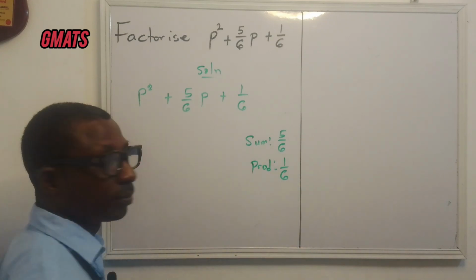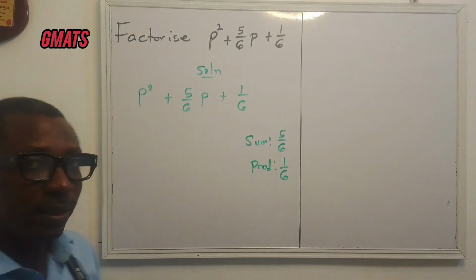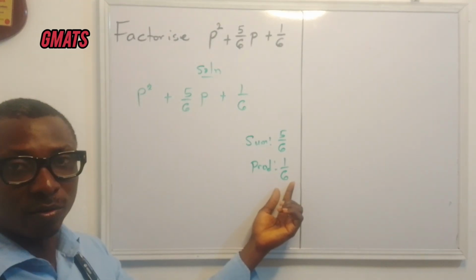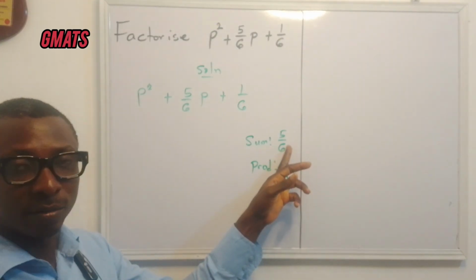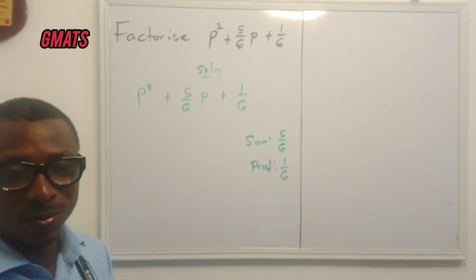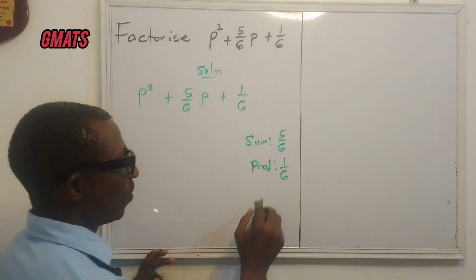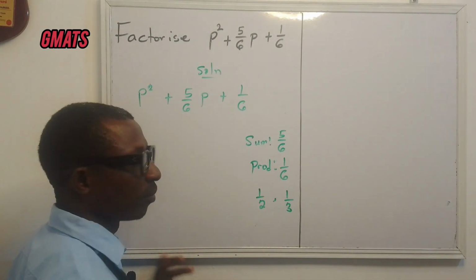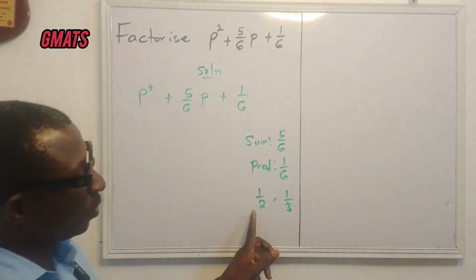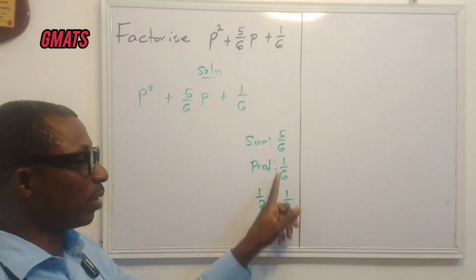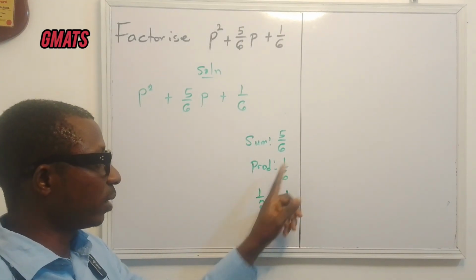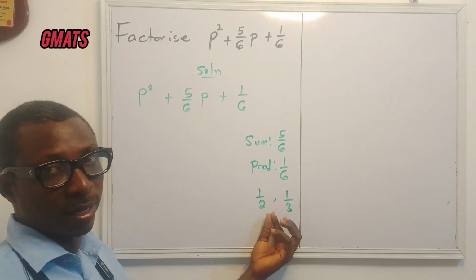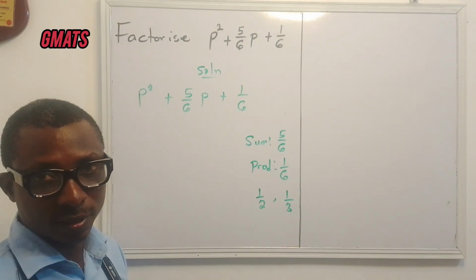1 over 6. Okay, so now the next thing is to look for two numbers such that when you multiply together you have 1 over 6, and when you add together you have 5 over 6. What are the two numbers? We have 1 over 2 and 1 over 3. Look at these two numbers. When you multiply together you have 1 over 6: 1 times 1 is 1, 2 times 3 is 6. And when you add the two together, you're going to have 5 over 6.